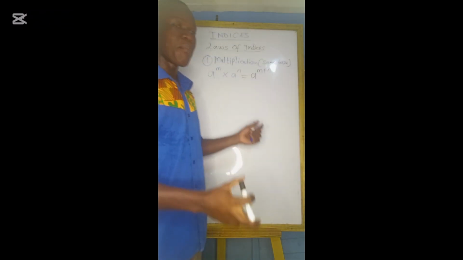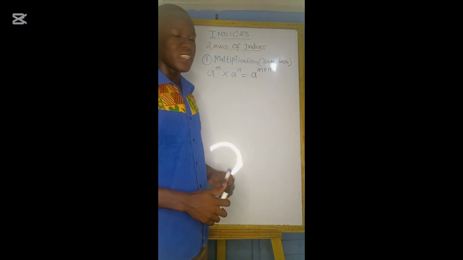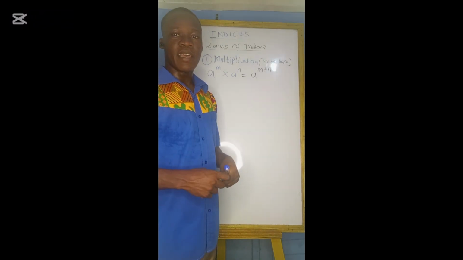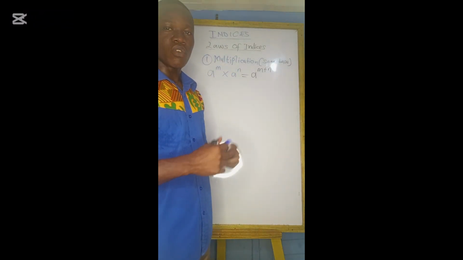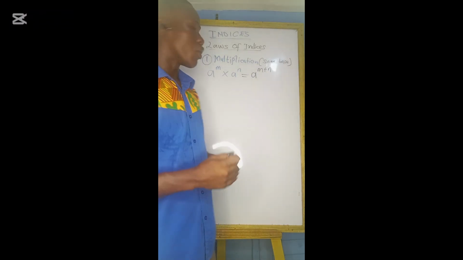When we are multiplying numbers or indices with the same base, we add the exponents, and that is what we have just done here. A raised to the power m multiplied by a raised to the power n, we add the top numbers, which are called the index or the indices. So we have a raised to the power m plus n. Let's look at the second law.